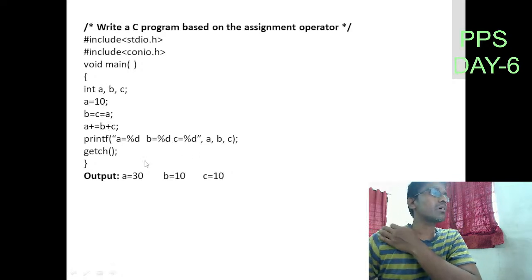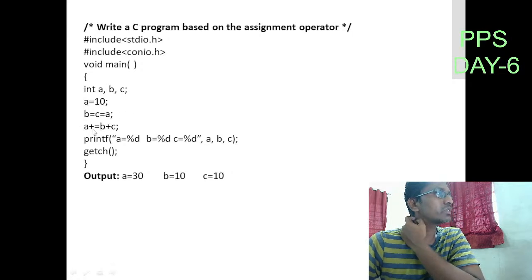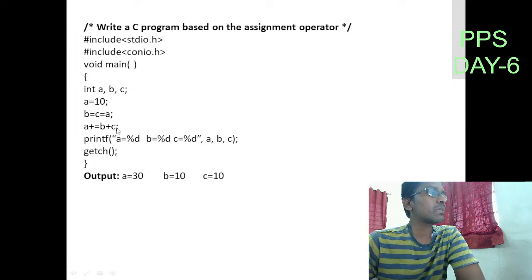So now let us see the output of this program. First one, A is equal to 10. Okay, A is equal to 10. And again I am going to use another expression, a is equal to a plus b plus c. So then I got a is equal to 10 plus 10 plus 10, then I got a value 30. So here the output for a will be 30.